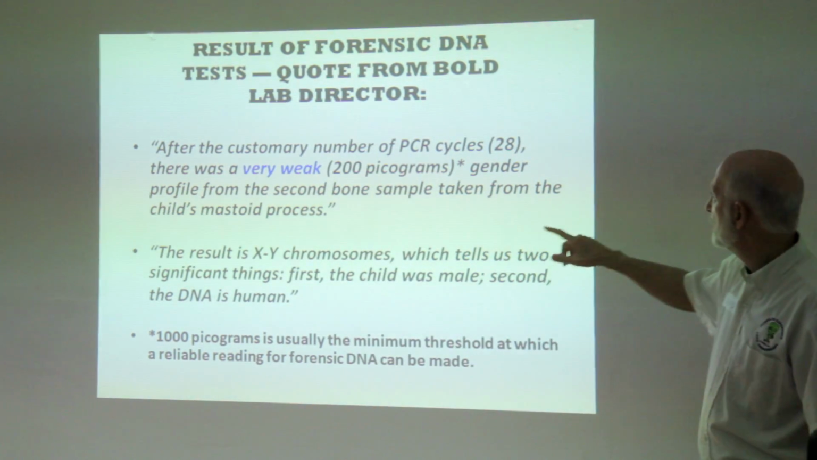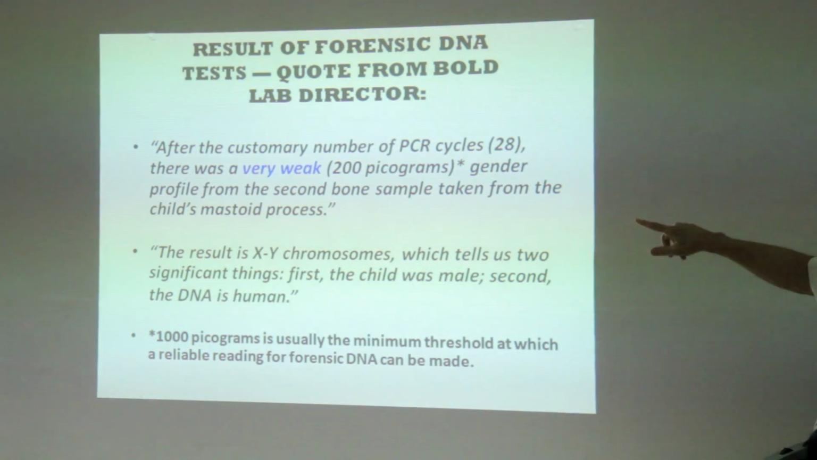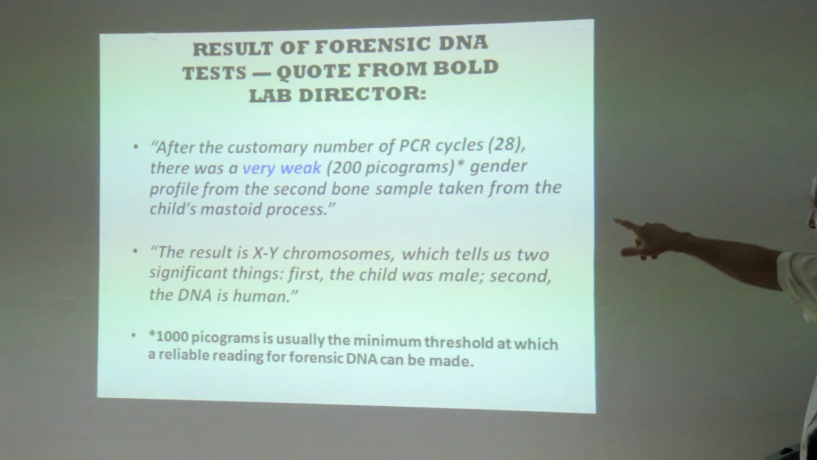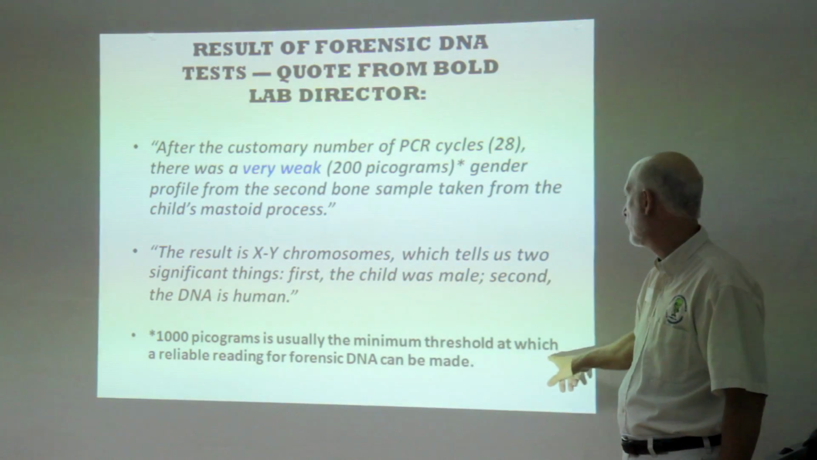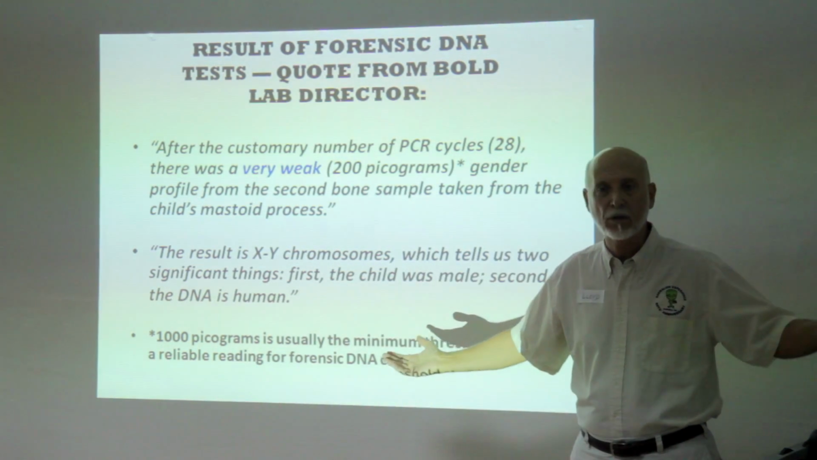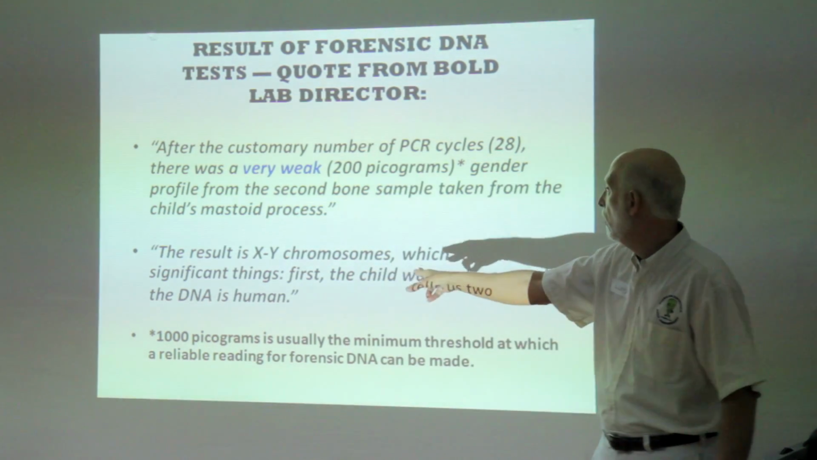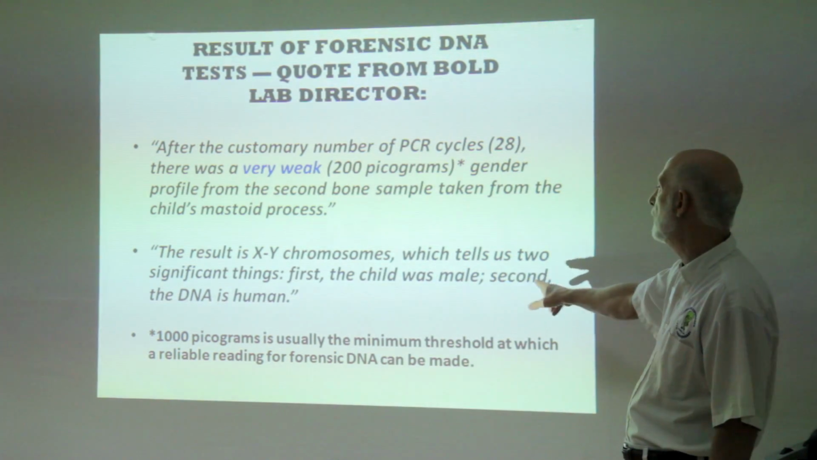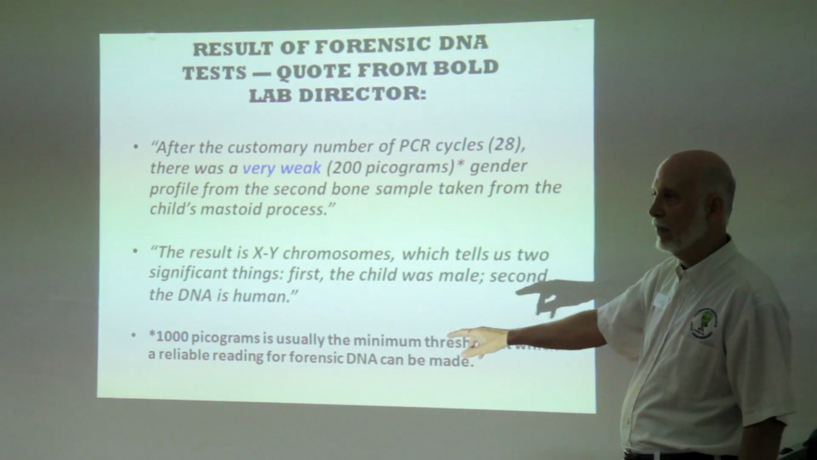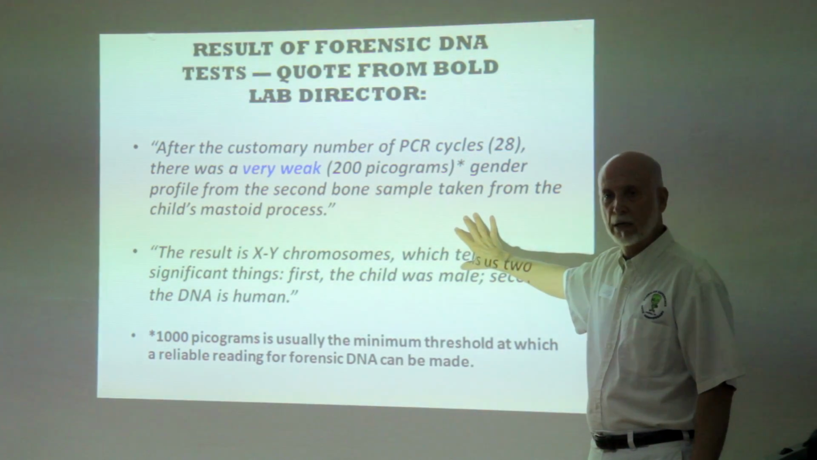So he said, after the customary number of PCR cycles, 28, there was a very weak 200 picograms gender profile from the second bone sample taken from the child's mastoid process. Now, normally 1,000 picograms was the usual minimum threshold at which you could tell anything about what you had. And the guy says, we only got 200 picograms, but we know that it's a result of an XY chromosome, which tells us 2 things: the child was male and it was human, right? This is a totally BS report and a totally BS answer.